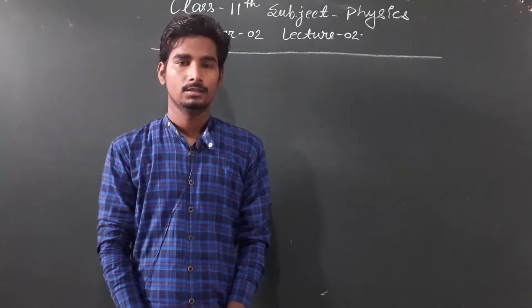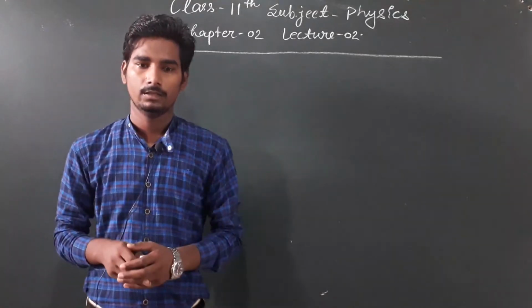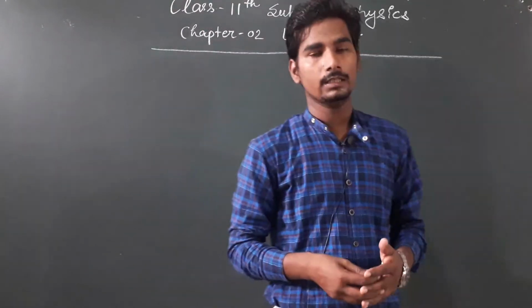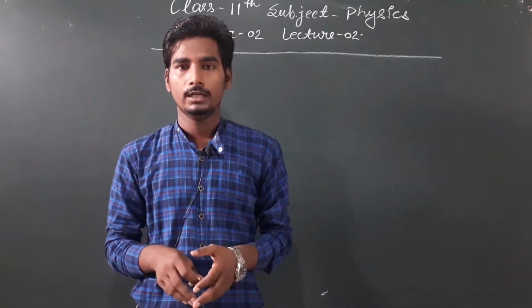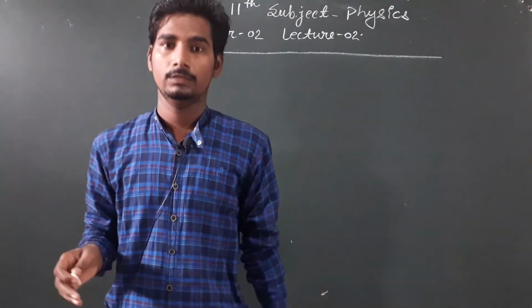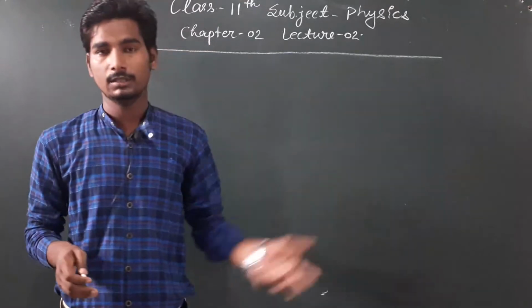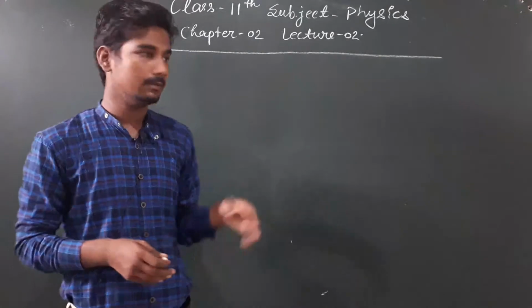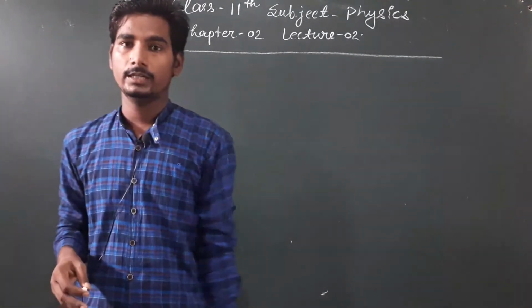Hello students, till now we have discussed how to check the dimensional correctness of an equation. If we are given an equation and we have to check whether it is dimensionally correct or incorrect, then we have to find the dimensions of both sides. If the dimensions of both sides are equal to each other, then we can say that both sides of the equation are correct. And if there is any deviation or difference between the dimensions of both sides, then we can say that this equation is not dimensionally correct.